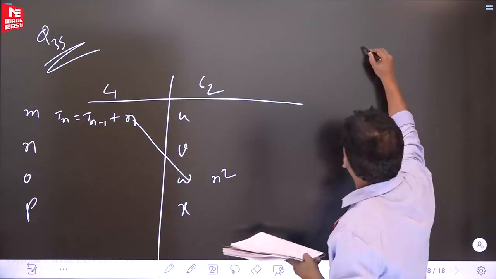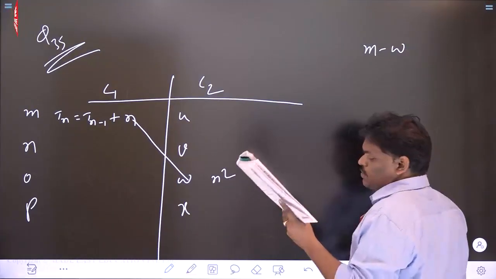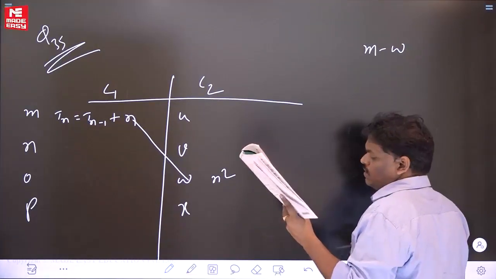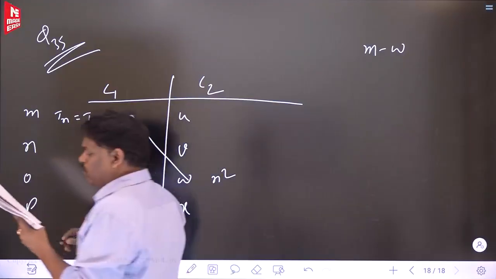So M is going to be W. Which option is there? Please check. M, W. I think 3 options are fighting. Let's go to the next one. What about N?